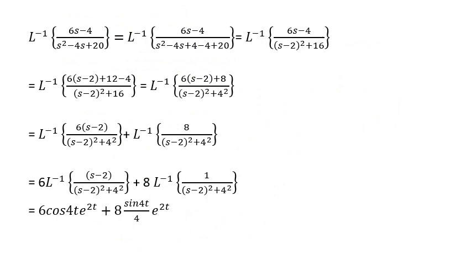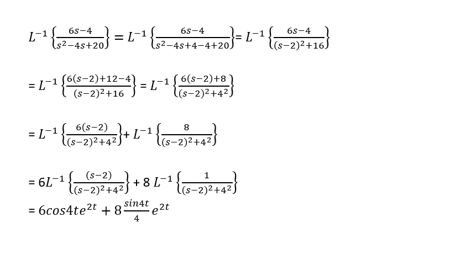Let's consider one more example of the same type. L inverse of (6s minus 4) by (s square minus 4s plus 20). Now the denominator is not factorizable, so we're making it a perfect square. s square minus 4s, compare that with a square minus 2ab. So b is 2 here. So you have to add b square and subtract b square. That is, add 4 and subtract 4 in between them.